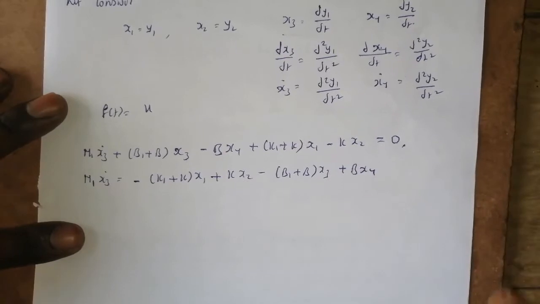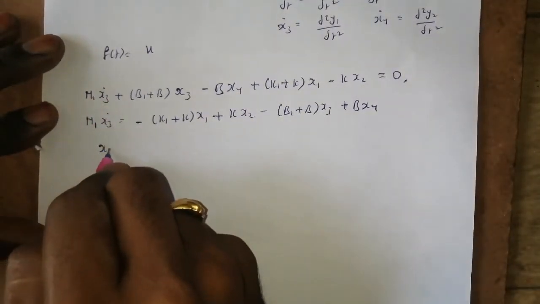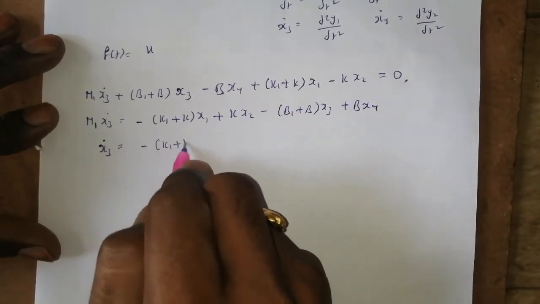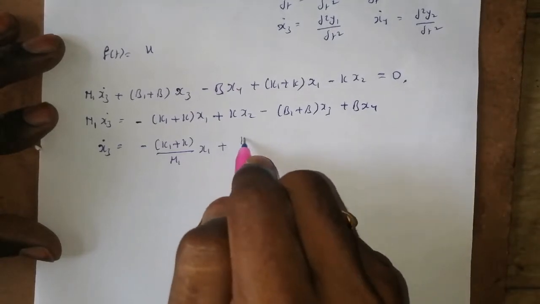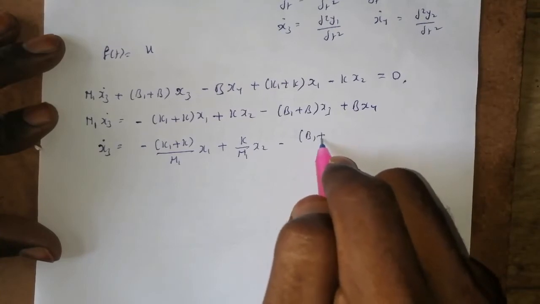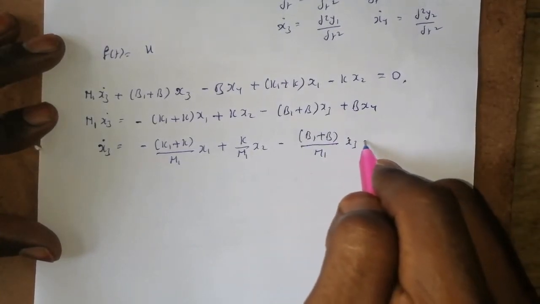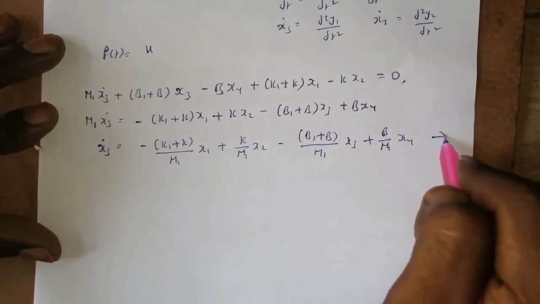So write in the order form x1, x2, x3, x4. Next, from this, x3 dot can be written as minus (k1 plus k) divided by m1 x1 plus k by m2 x2 minus (b1 plus b) divided by m1 x3 plus b by m1 x4. So this is equation 1.